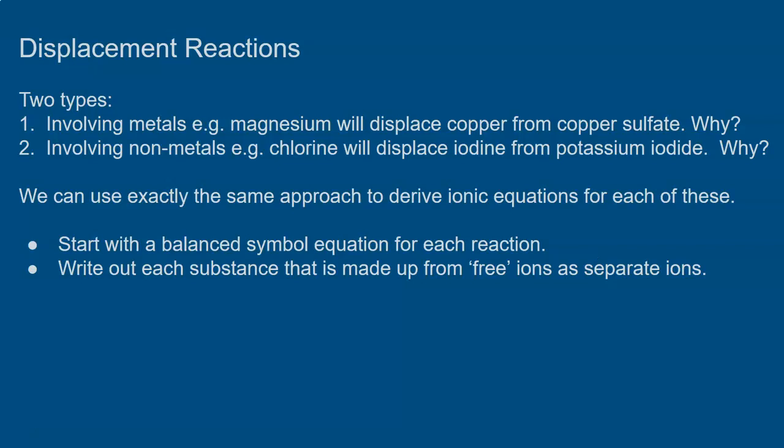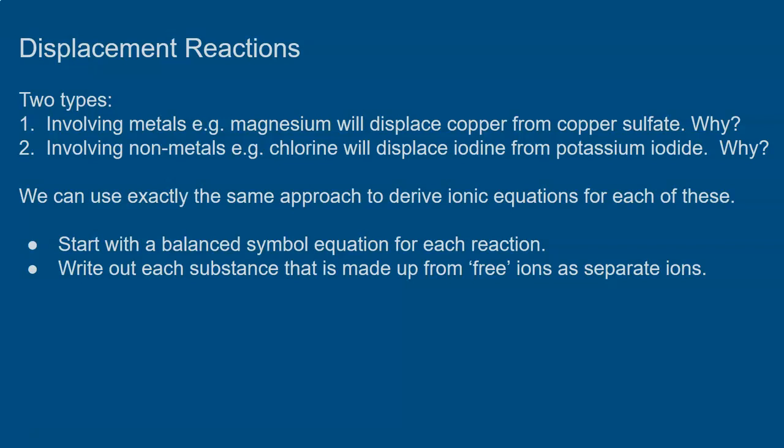Then, which substances are made up of free ions? Well, the copper sulfate is made up of free ions. So, Mg plus Cu2+ (aq) plus SO4 2- (aq) goes to Mg2+ (aq) plus SO4 2- (aq) plus Cu (s). I should have said the magnesium at the start would be solid as well.